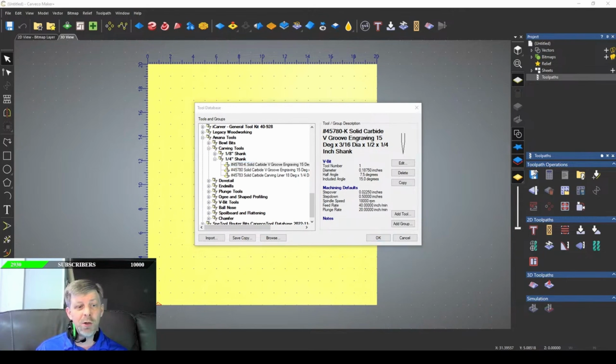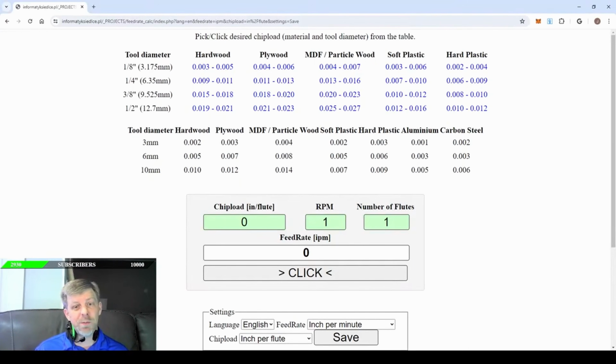So the best way to think about this, and what I want to do, is open up a chip load chart. The chip load chart that I have opened up is a web-based chip load chart. If you were to go to Google and just Google chip load, you probably would get a chip load chart with very similar settings and numbers.